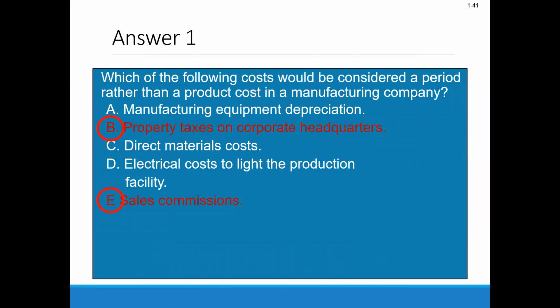The reason is property taxes on corporate headquarters, it's not the factory. If it said property taxes on the factory, that wouldn't be a period cost. That would be a manufacturing cost or a product cost. Sales commissions, we know, are period costs. Selling and admin, always period costs. Okay?